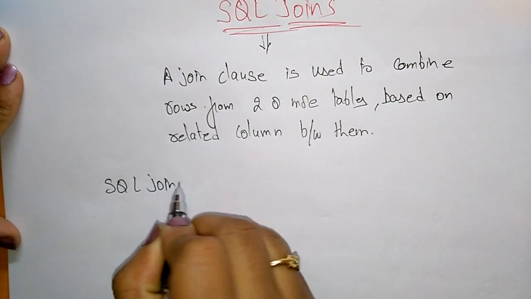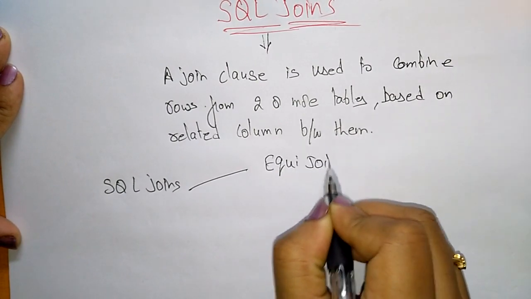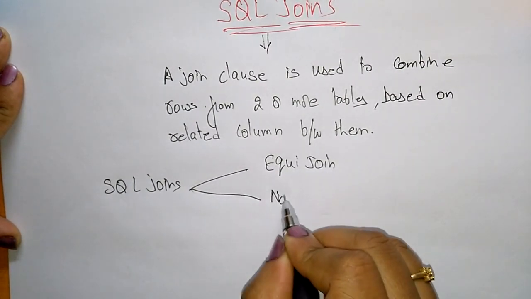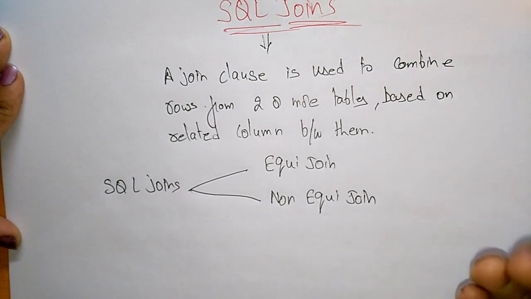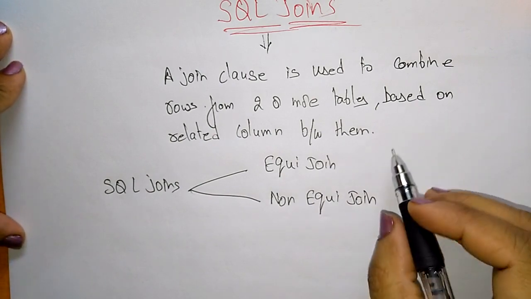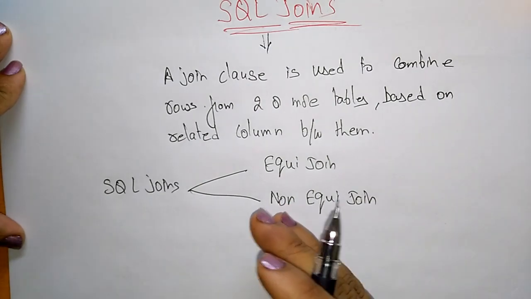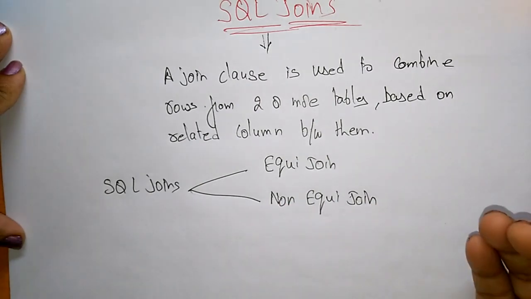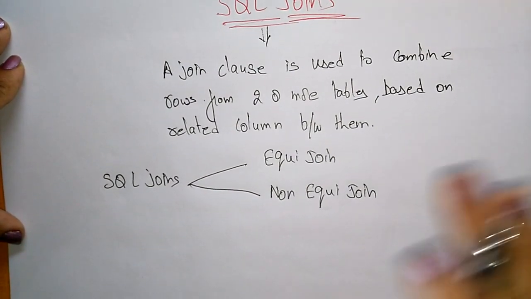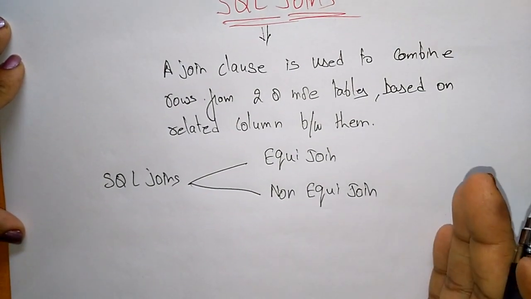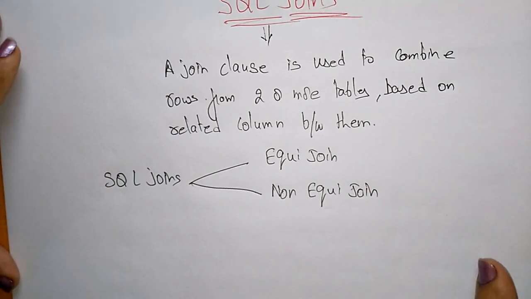SQL joins are classified into two types: equi-join and non-equi-join. Equi-join is named so because there is an equality between two or more tables, and then you call it equi-join. Non-equi-join means there is no equality, so that is non-equi-join. Let us see one by one.